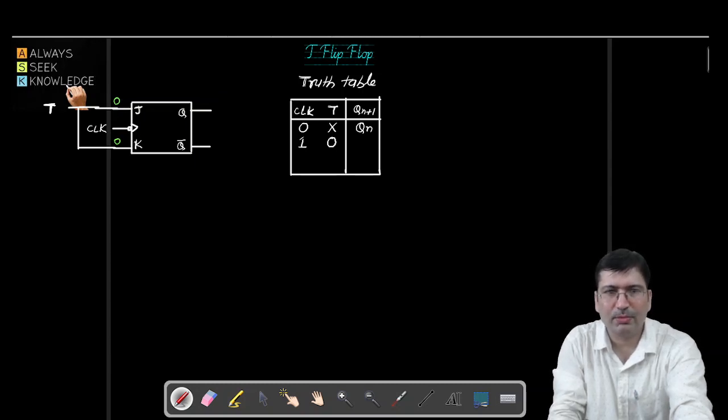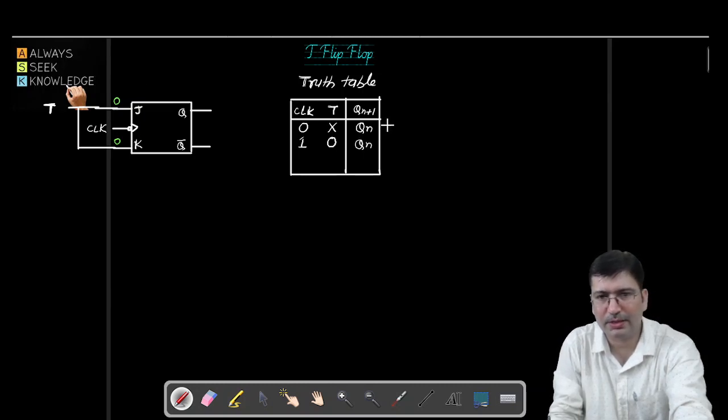So the previous state will be preserved and that is Qn. So it will be Qn only. So that means it is working as memory. It is also working as memory here. So you can write like memory element. And here also it will work as memory.